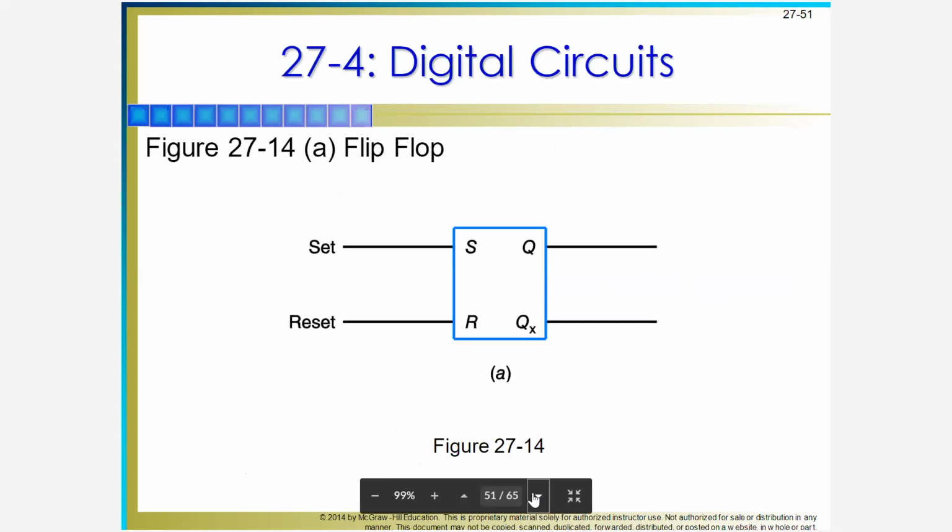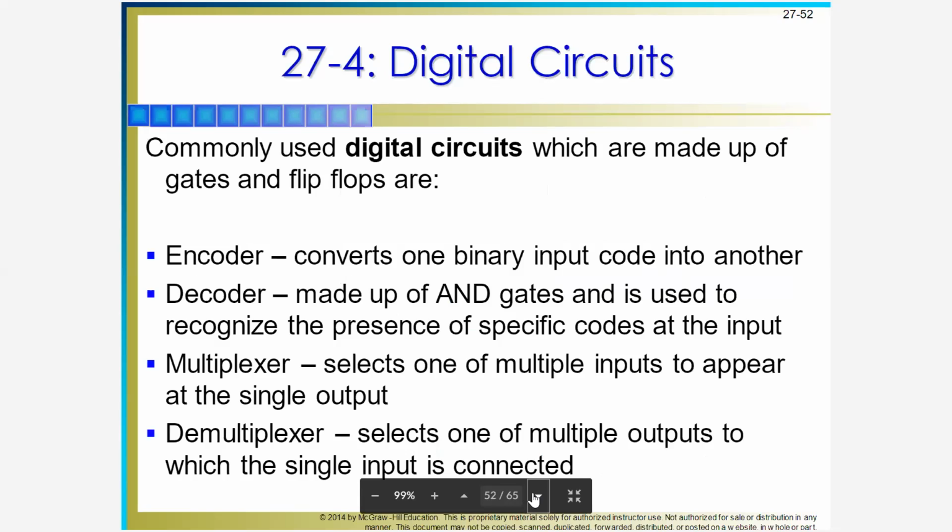Next, these are the common functions of digital circuits made of gates and flip-flops. We have the encoder. What's the use of an encoder? It converts one binary input code into another. Then what is the use of a decoder? It is made of AND gates and is used to recognize the presence of specific codes in the input.